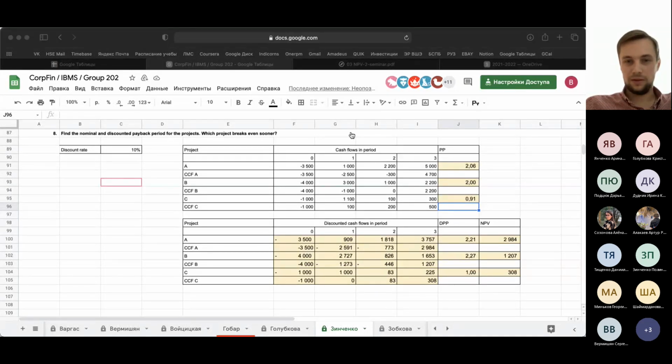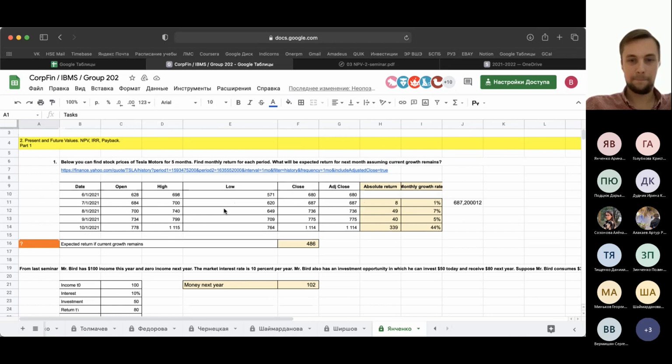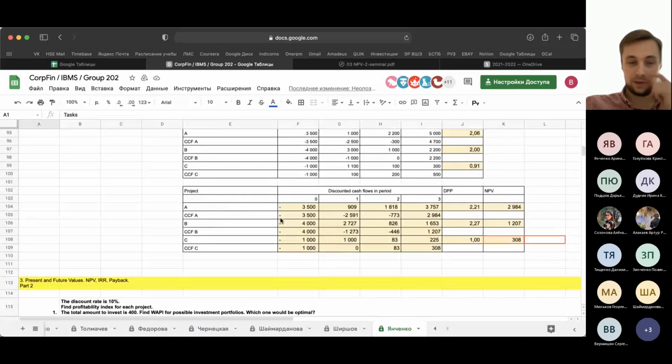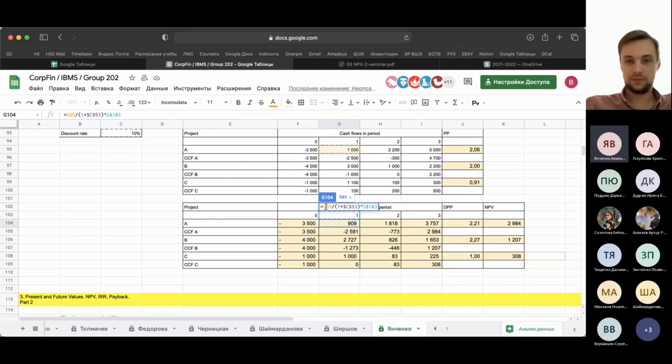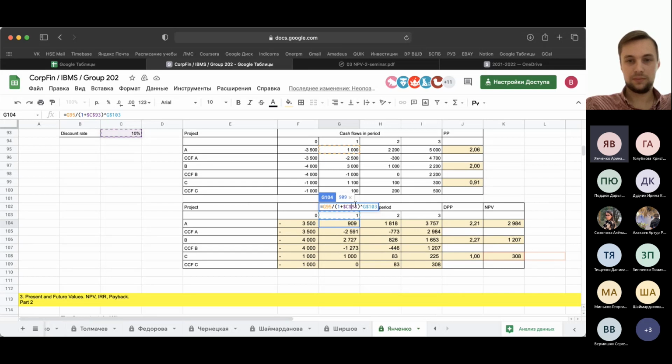Okay. Arina wanted to proceed, yes? I will find your tab. Okay, let's start with the discounted cash flows. First of all, to find the discounted cash flows, we need to divide the initial cash flow by the rate that is known. It's 10%. It's compounding interest, if I'm not mistaken. So we need to divide the cash flow by 1 plus the discount rate, to the power of the year of the cash flow. We do this for all the cash flows.